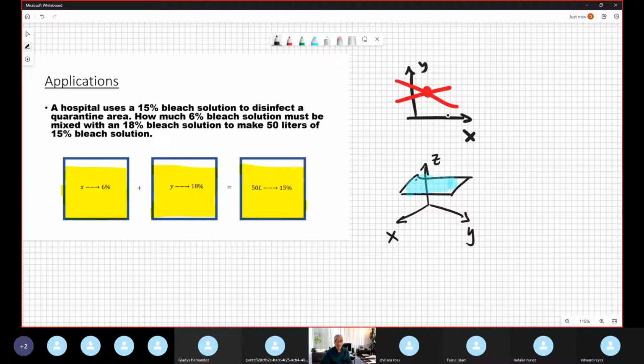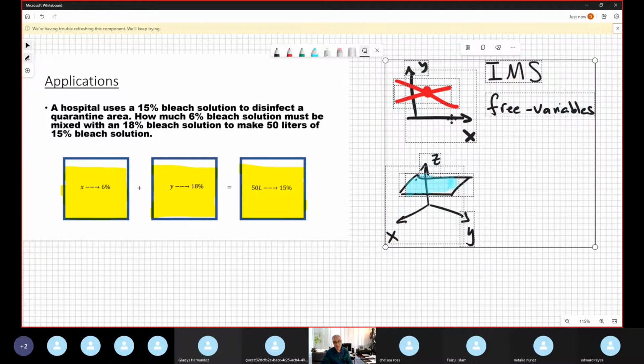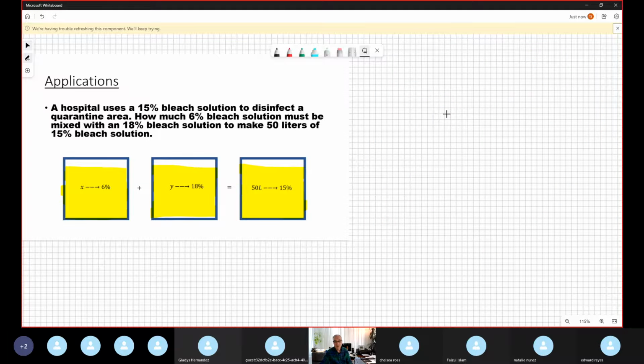And remember, when you have infinitely many solutions, we need to analyze the free variable, a classical scenario of infinitely many solutions. Okay, entonces today, application. There are infinite applications, but I try to cover the most important, no?